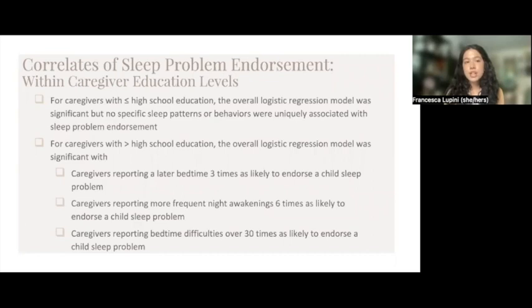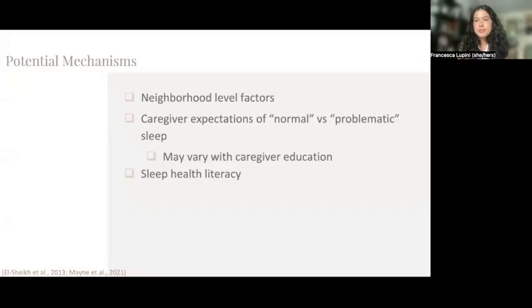On the other hand, for caregivers with greater than a high school education, the overall logistic regression model was significant, and we found that caregivers who reported a later bedtime, more frequent night awakenings, and bedtime difficulties were more likely to report a child's sleep problem. And of note, caregivers reporting bedtime difficulties were over 30 times as likely to endorse a child's sleep problem. So these findings suggest that sleep patterns may be more robustly linked to income to needs ratio, while perception of a child's sleep problem may be more linked to caregiver education.